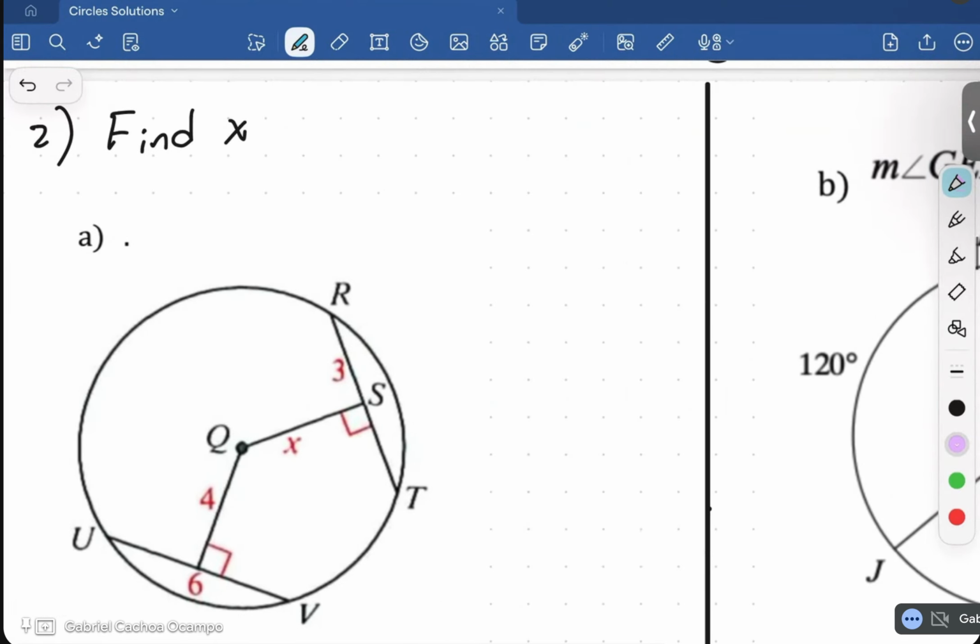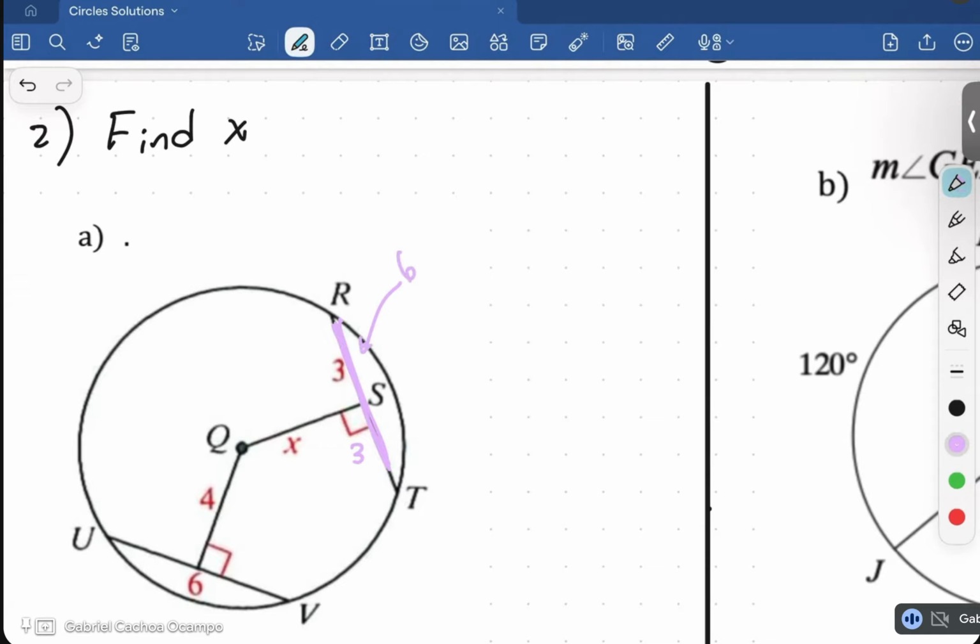Let us see this one. Look, I am cutting perpendicularly. This line is cutting at a 90 degree angle. What does that mean? That means that I am cutting in half. So this measures 3. Okay, so if this measures 3, then the whole thing measures 6.